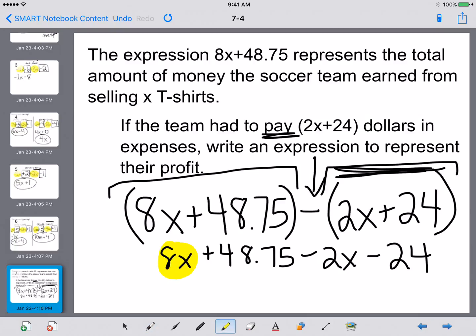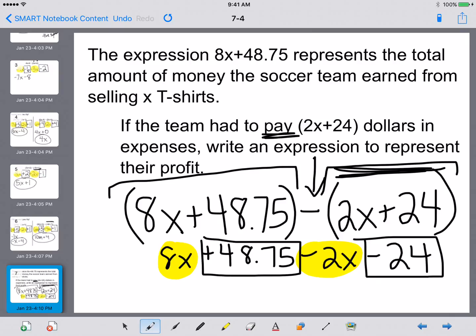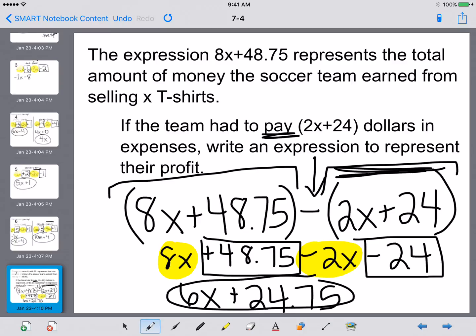Then we just go find our like terms. So 8x minus 2x, I'm making sure I keep that symbol, plus 48.75 and minus 24. 8x minus 2x is 6x, and then 48.75 minus 24 is a positive 24.75. So that expression there represents their profit.